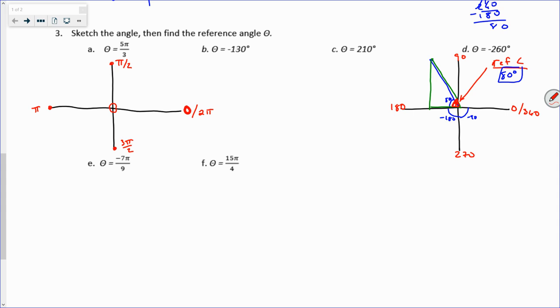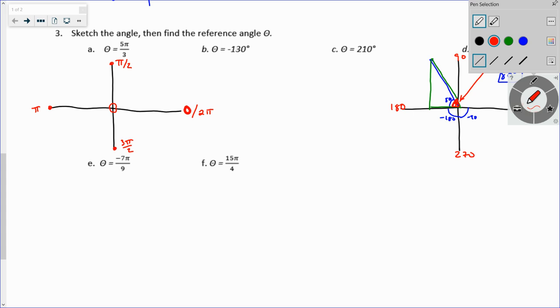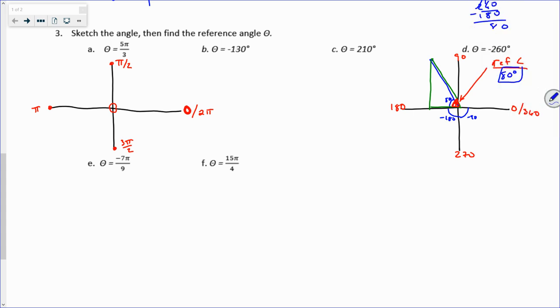So now let's try to visualize where 5 pi over 3 is compared to our axis. The biggest thing is I know that 5 pi over 3 is over 1 pi. So I know it's past quadrant 1 and it's not in quadrant 2. My question is whether it's in quadrant 3 or quadrant 4. So I need to be able to compare it to 3 pi over 2.